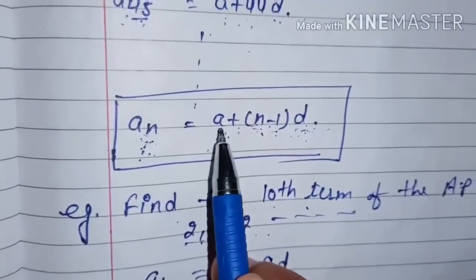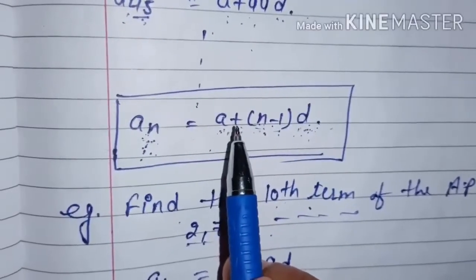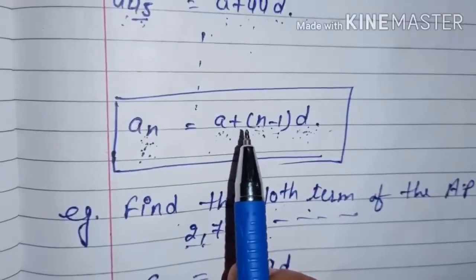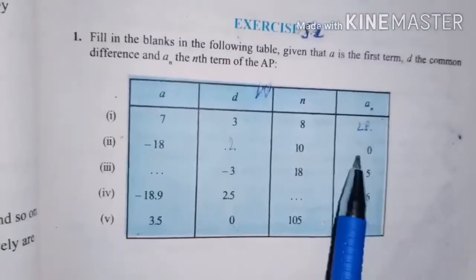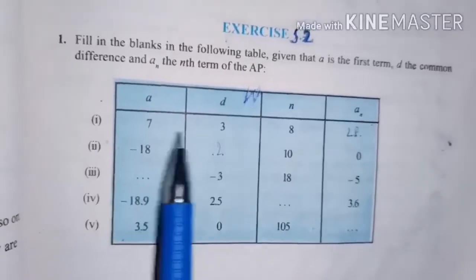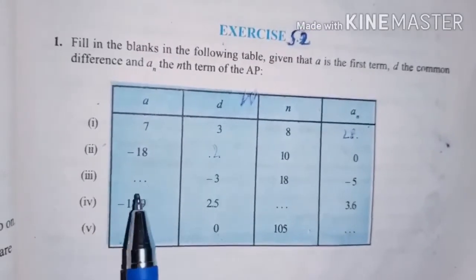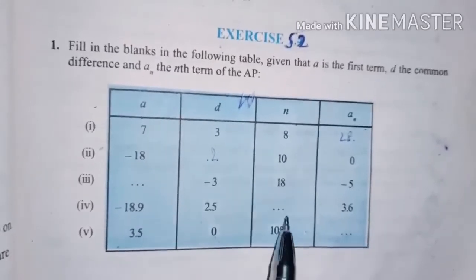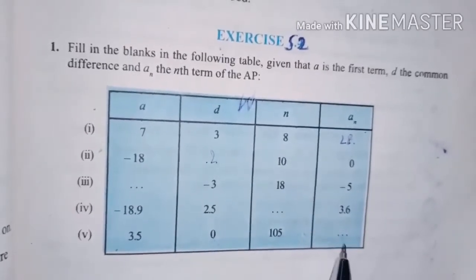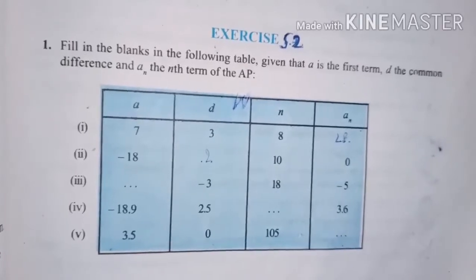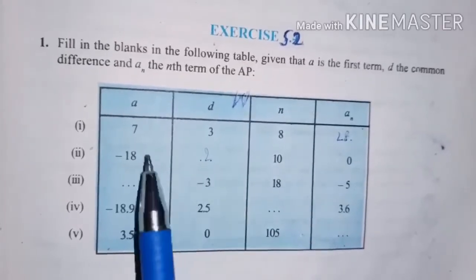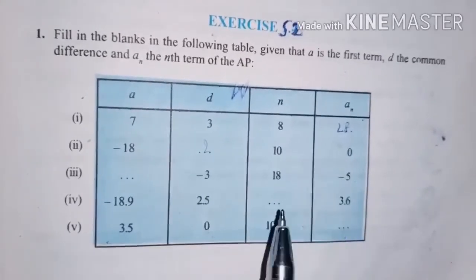So beta, the first question is Exercise 5.2. In that question one table is given. In this table beta, one variable is missing. In the first part an is missing, in the second part d is missing, in the third part a is missing, in the fourth part n is missing, and in the fifth part again an is missing. So with the help of this formula we have to find these missing values beta.